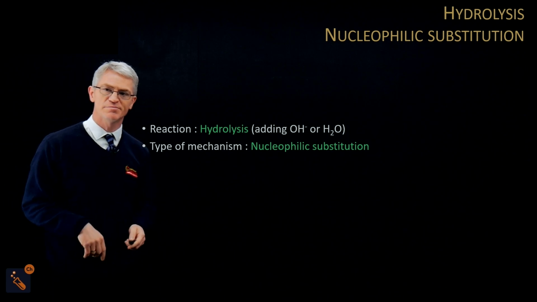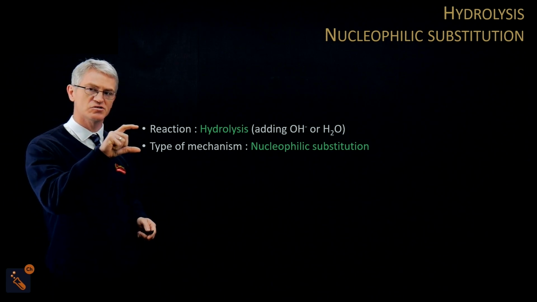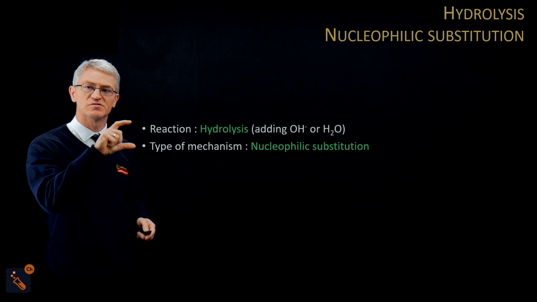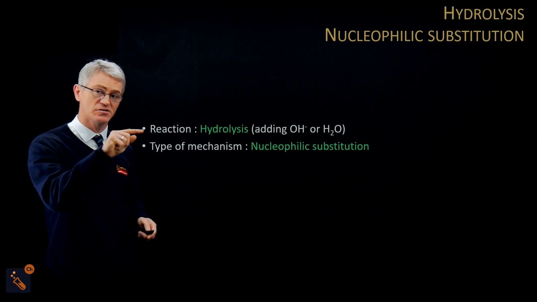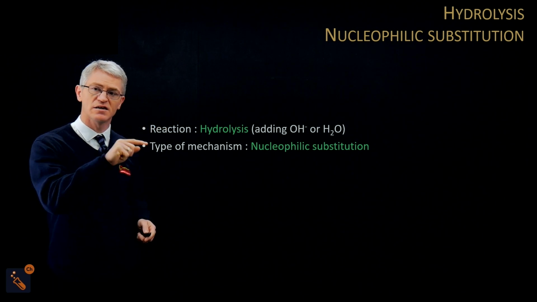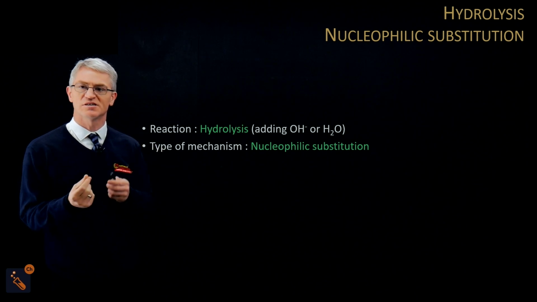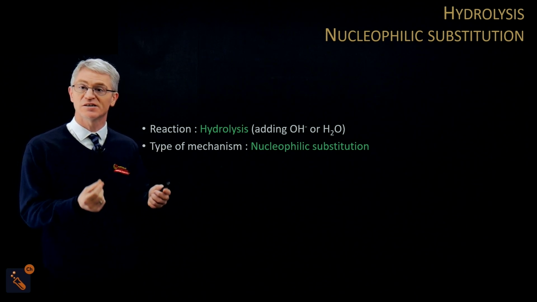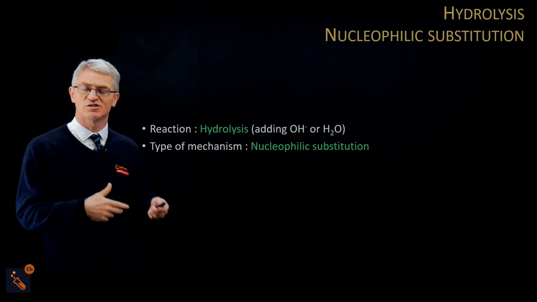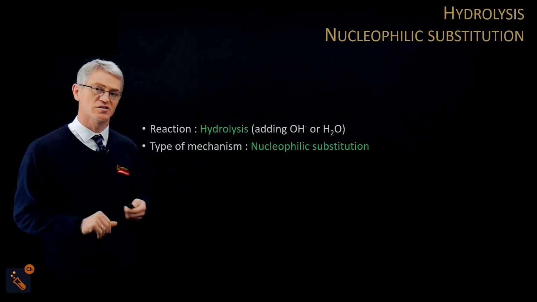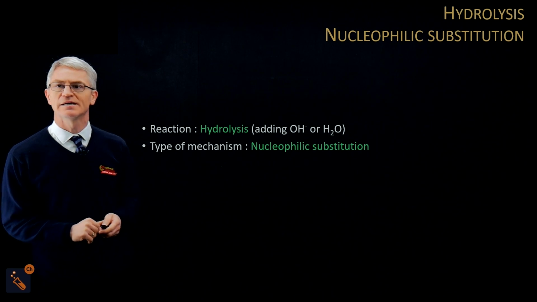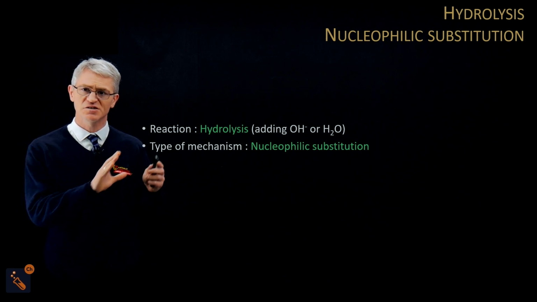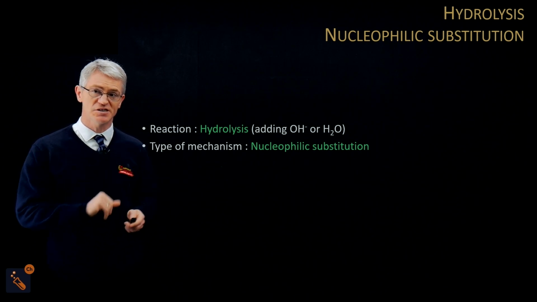Now, a really important thing to notice in the future: there are two types of title. There is the type of reaction, which in this case is hydrolysis, and the type of mechanism, which usually consists of two words. It's either electrophilic or nucleophilic, or it's addition or substitution, or in some courses elimination, but we don't do elimination in this one. So basically you've got to learn each one of these.